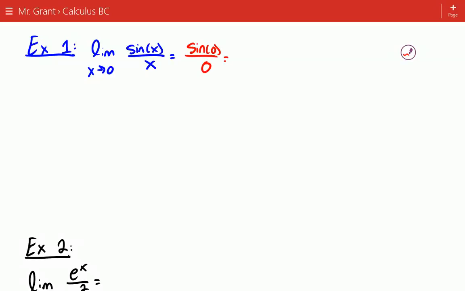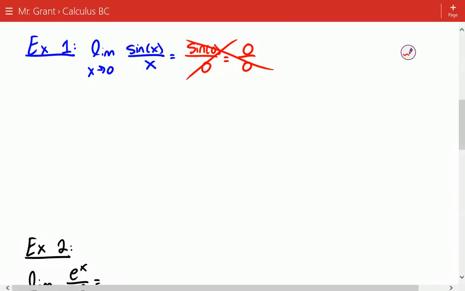So we say, okay, we can evaluate this. Sine of 0 over 0. Sine of 0 is 0. So we get 0 over 0 and go, drat. Indeterminate form, doesn't tell us anything, doesn't work. However, we did get that indeterminate form, so now we can apply L'Hopital's rule.